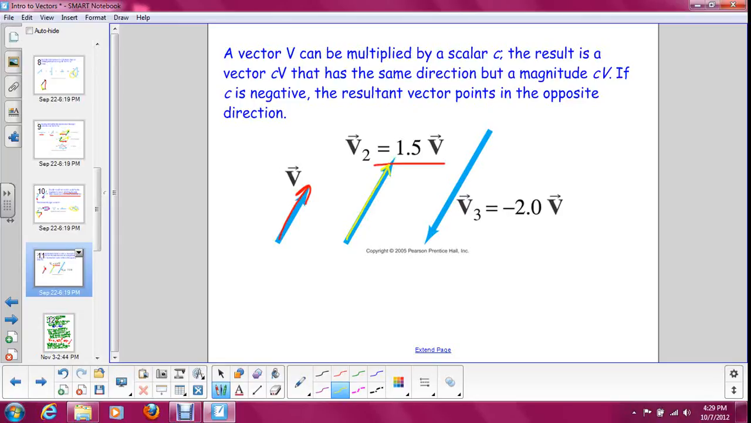If we want to have negative 2v, the negative tells us that it flips direction. So we took the head off from here and we moved it down here. So now it's pointing in the opposite direction. But it's also going to be twice as long because it's 2 times v.